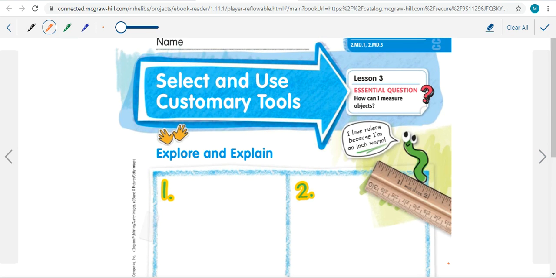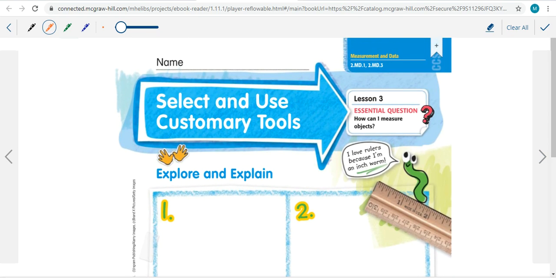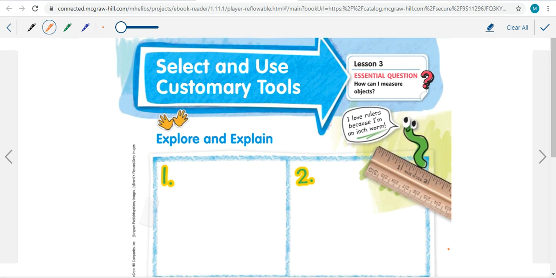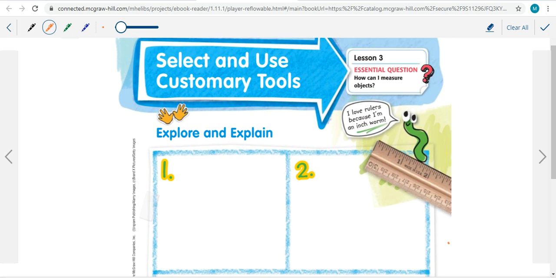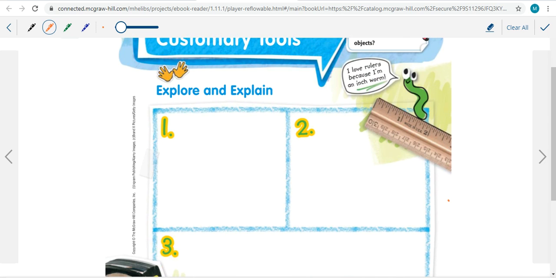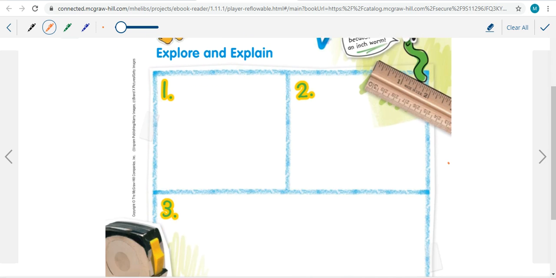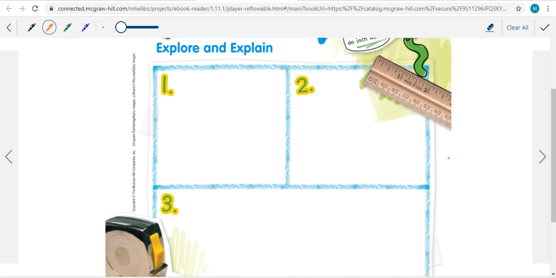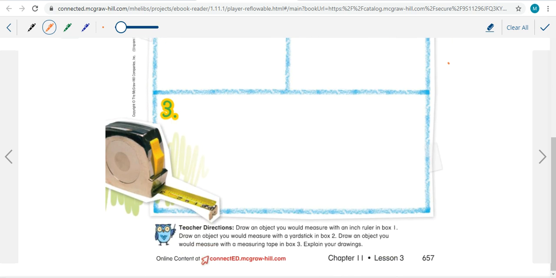This class we're going to work on lesson number 3, page 657. We're going to work with select and use customary tools. Now, there are a lot of tools used to measure length. One of them is a ruler, another one is a measuring tape, and we also talked about a yardstick. Do you remember?